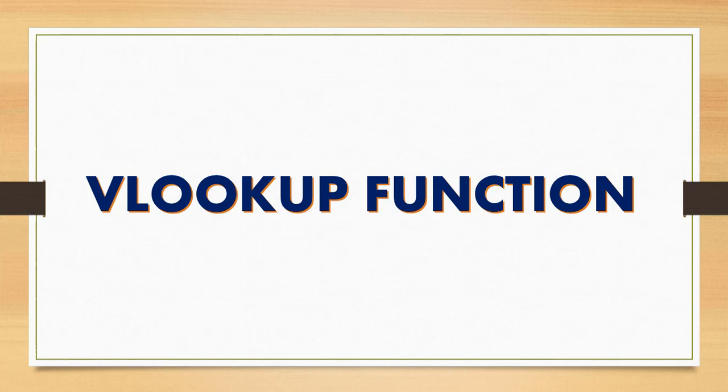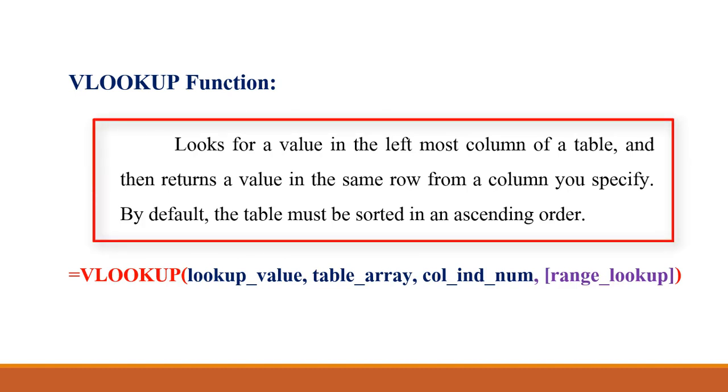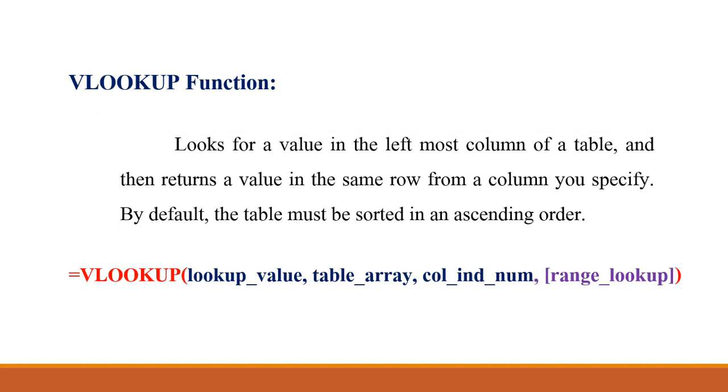In this video tutorial, we'll discuss an important function called VLOOKUP. Generally, we'll see what a VLOOKUP is, and what the exact definition of VLOOKUP is. It looks for a value in the leftmost column of a table and then returns a value in the same row from a column you specify. By default, the table must be sorted in ascending order. Simply, we can say we are looking for a value in a table based on the column index number.